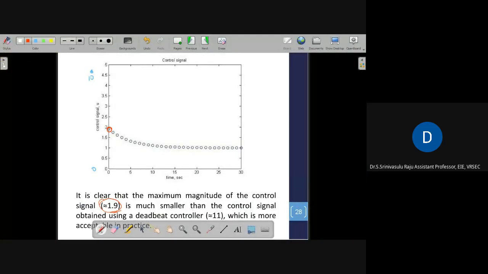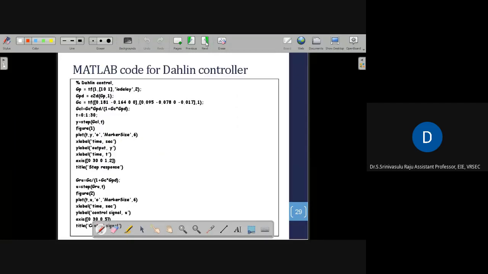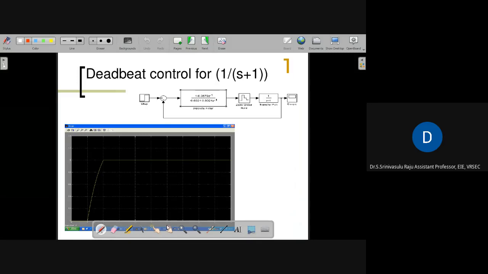So this is the way of representation. Here we have the same MATLAB code for Dahlin's algorithm. Same as deadbeat, we have framed the MATLAB code for Dahlin's also. We have simulated it in MATLAB, so we arrived at the response. Now we have considered the standard test input signals. So this is 1 by s plus 1, which is nothing but a standard first order system with tau equal to 1 and K equal to 1. So this is the transfer function.